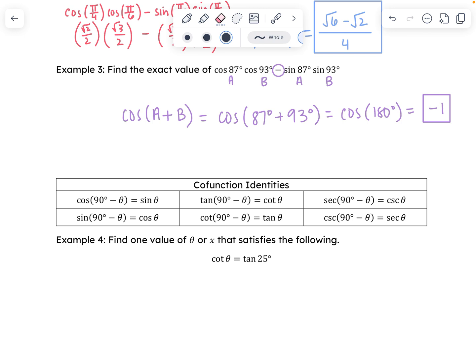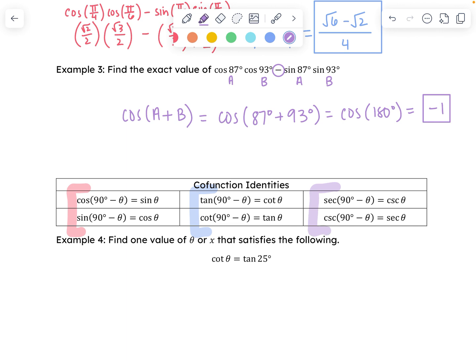So remember, cosine is paired with sine. My first one's right here. If I have the cosine of 90 degrees minus theta, that's the same thing as the sine of theta. And the other way around, if I have the sine of 90 degrees minus theta, that's equal to the cosine of theta. Tangent and cotangent are paired together with the same relationship, and secant and cosecant are paired together with the same relationship.